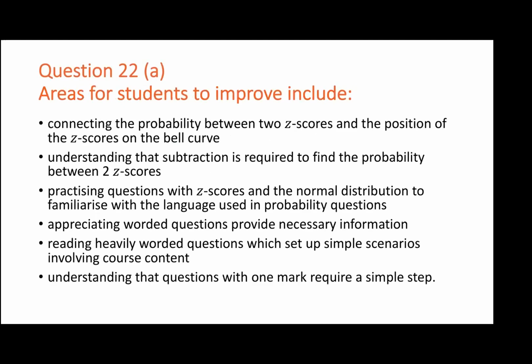Areas for students to improve include connecting the probability between two z-scores and the position of the z-score on the bell curve. Understanding that subtraction is required to find the probability between two z-scores. Practicing questions with z-scores and the normal distribution to familiarise with the language used in probability questions. Appreciating worded questions provide necessary information. And reading heavily worded questions which set up simple scenarios involving course content. And of course, understanding that questions with 1 mark require a simple step.